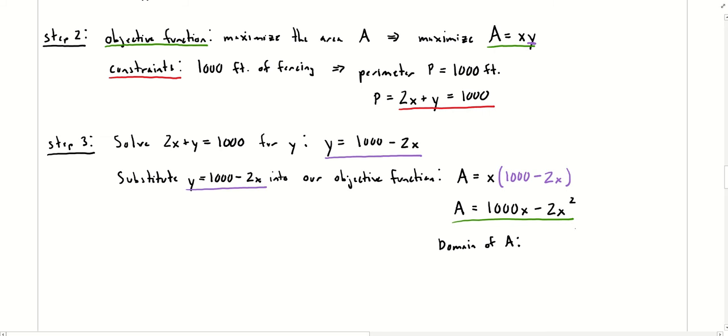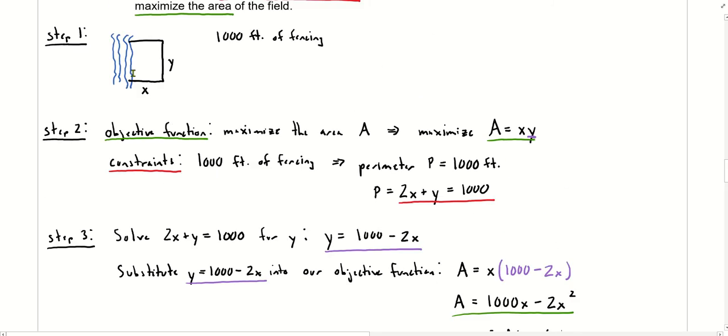So if I think about this particular example here of A, and it might help to go back up here and think about A in terms of X times Y, what values of X could I plug in here? Well, in terms of my lower value for X, X is also a dimension, right? X is a side length. So I can't have negative side lengths, so X can't be negative.